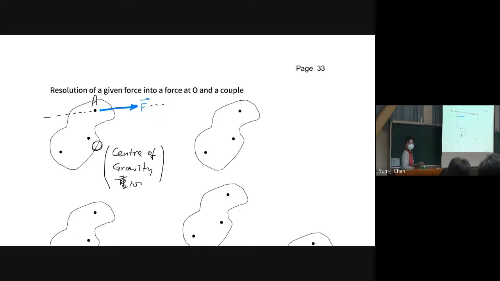So in this case, we have translation, right? Because F equals MA and so on. And do we have rotation? Yes, good. If the force acts on point O, then we don't have rotation. But because our force is acting on point A, we have rotation.